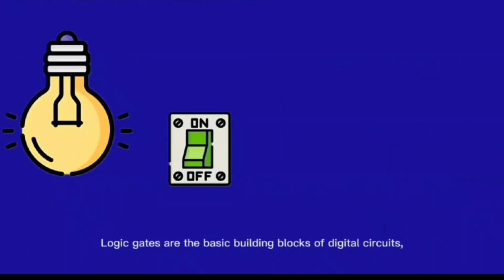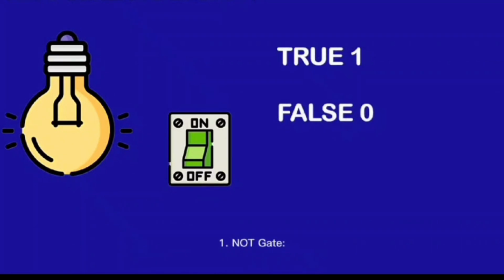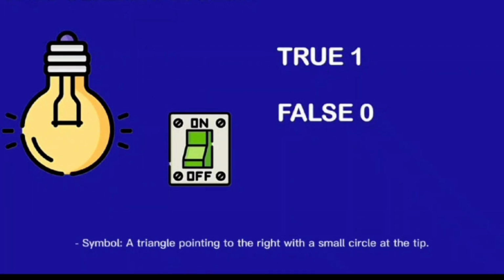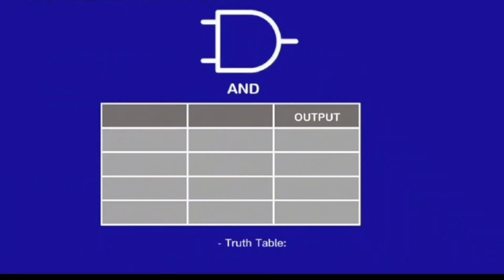Logic gates are the basic building blocks of digital circuits, performing fundamental operations on one or more binary inputs to produce a single output. 1. NOT gate. Function: inverts the input signal. If the input is 1 (true), the output is 0 (false), and vice versa. Symbol: a triangle pointing to the right with a small circle at the tip. Truth table: input 0, output 1; input 1, output 0.